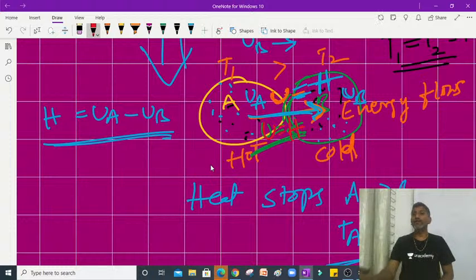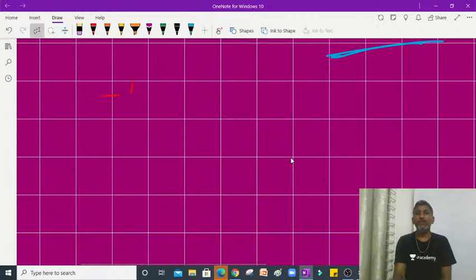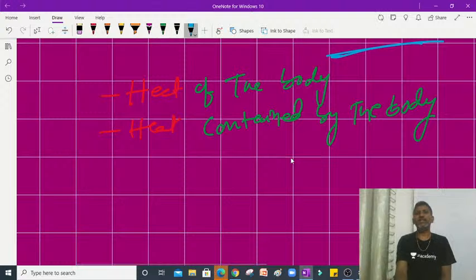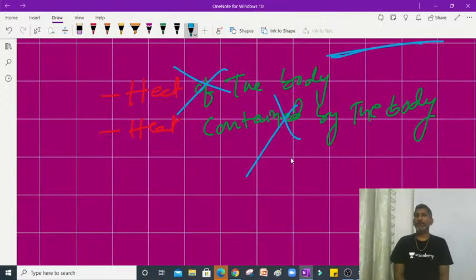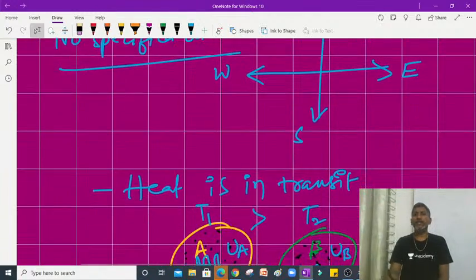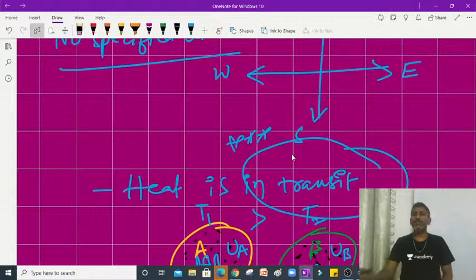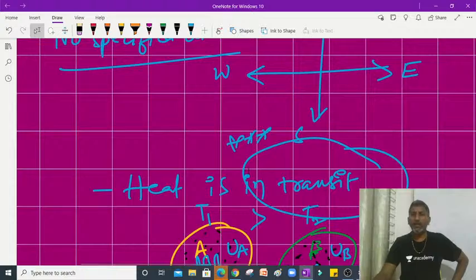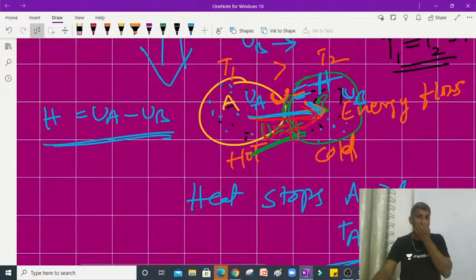That is the reason, students, why we don't have sentences in science like 'heat of the body' or 'heat contained by the body'. These sentences we don't have in science, because heat is in transit always. It should be in motion. The energy flowing from the first body to the second body is only to be called heat energy. Once it enters the second body, it must not be called heat energy. It must be called the internal energy of that particular body into which it has flown.